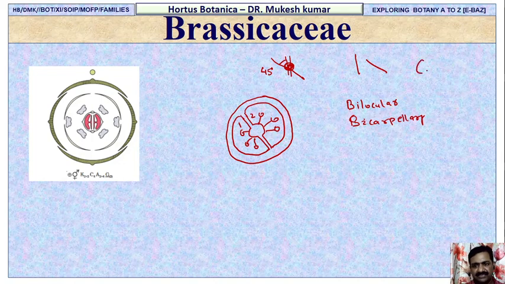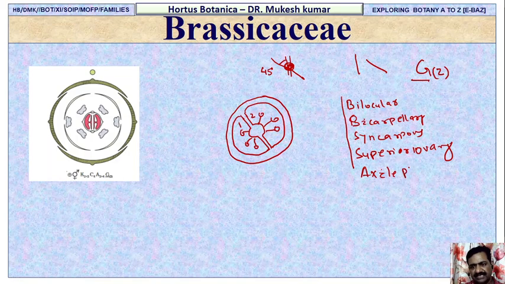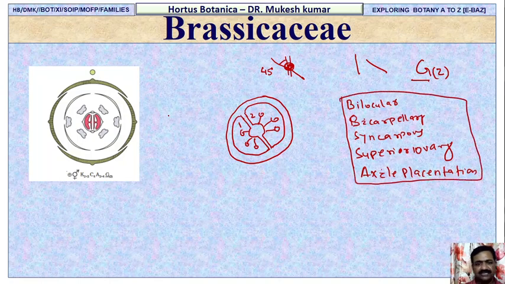And what happened? This is G and 2 under bracket. So this is the syncarpous condition, under bracket. This is hypogyny, meaning a superior ovary is there. Hypogyny condition. Isn't it? So see, this is a very common character. Now here on the axis the ovules are there, so this is called axile placentation. So these are the keywords for the gynoecium of which family? Solanaceae. We are talking about Solanaceae.